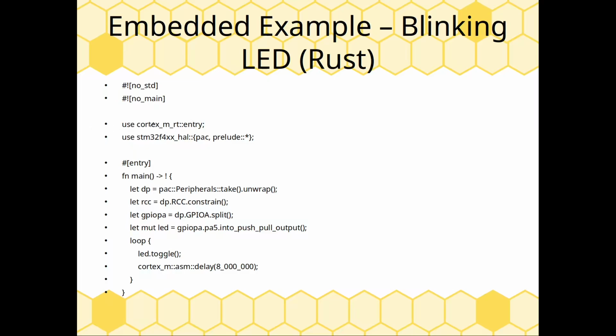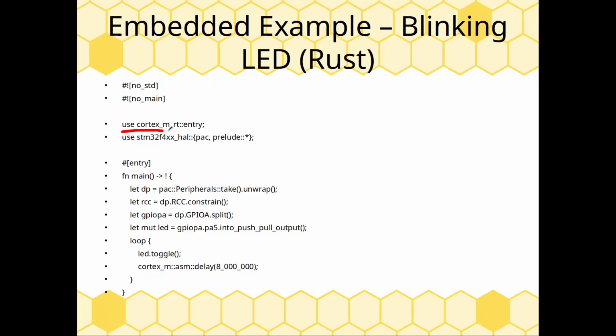Here you can see use cortex_m_rt::entry is where we are giving the entry point to the function. This is an import from cortex_m_rt, and we are importing entry. And this is an import from the stm32f4xx_hal package, which will have peripheral details like pac and prelude, and inside prelude we are importing everything by using an asterisk. And #[entry] main is where the entry point of the function has been defined.